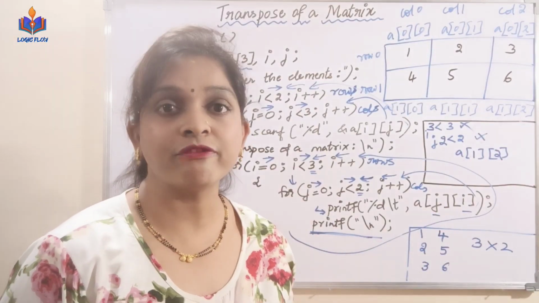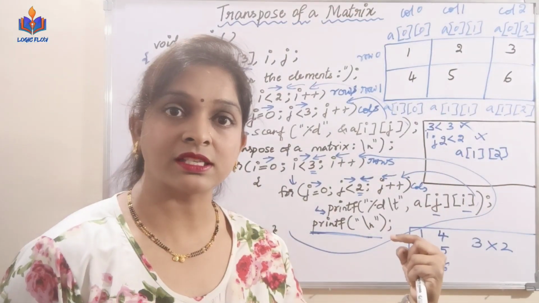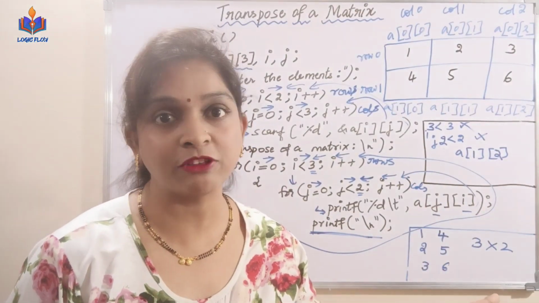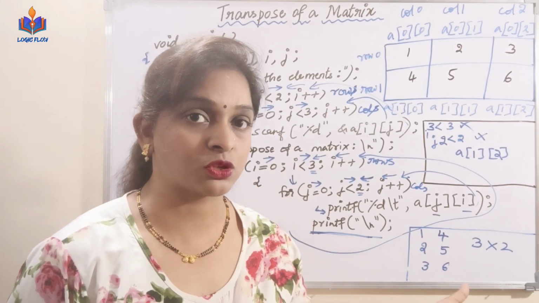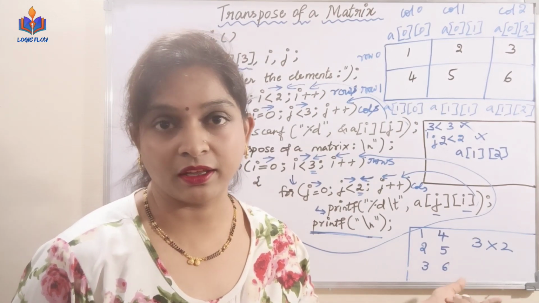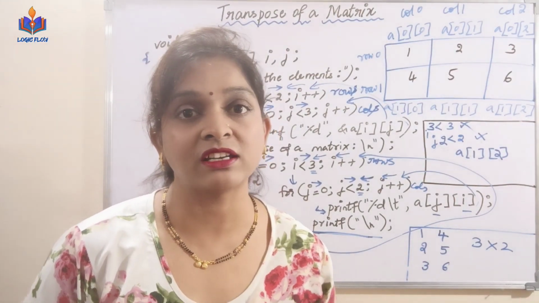You also have one more method where I can store this resultant in one more matrix and then print that. That's an assignment for you. You have to do that, and you can send the screenshot to my Instagram link. So this is how to do the transpose of a matrix. This is the dry run.